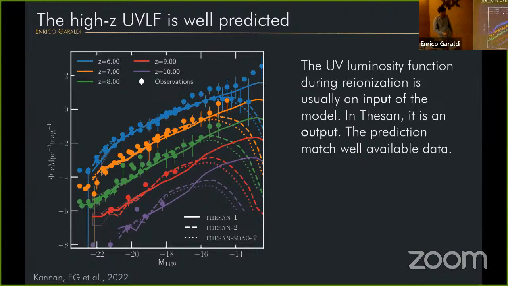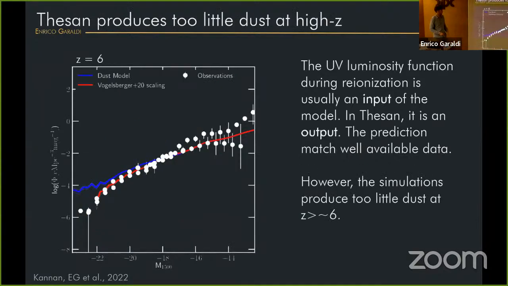Essentially at all redshift, maybe at redshift 9 we start to deviate a bit, but we do pretty well given the scarcity of observations. Now we do well, but there is one caveat, which is shown in this plot. Here I isolated the redshift 6 UV luminosity function. The red line corresponds to the one that you saw before. The blue line that you see here, I hope, I see now that it's not great, but it corresponds to what we get using our own dust model.